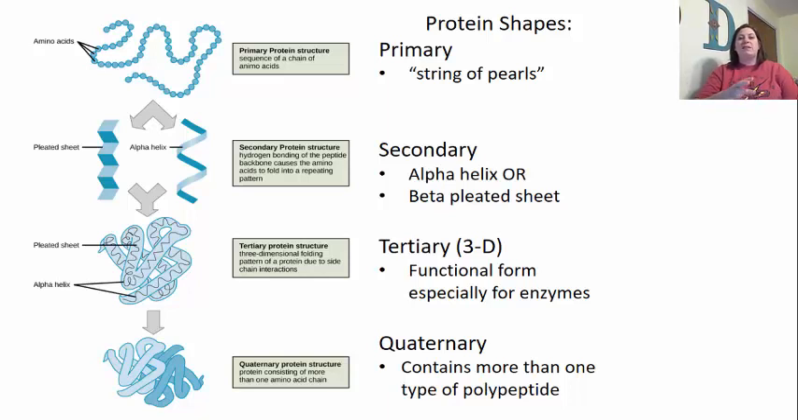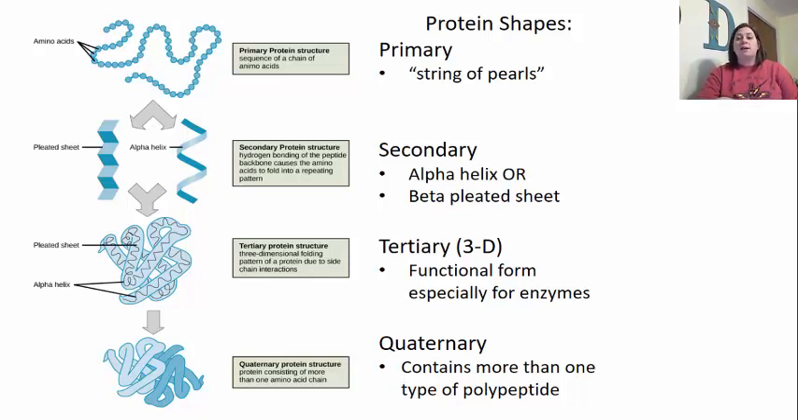And you can see it here. It's kind of like if you were to take a paper and fold it like into a fan, or if you have pleats in like a skirt, that's what it starts to look like. We then see that it can go into phase 3, which is the tertiary phase. This is what gives it its actual 3D structure. Some proteins are functional at this point.